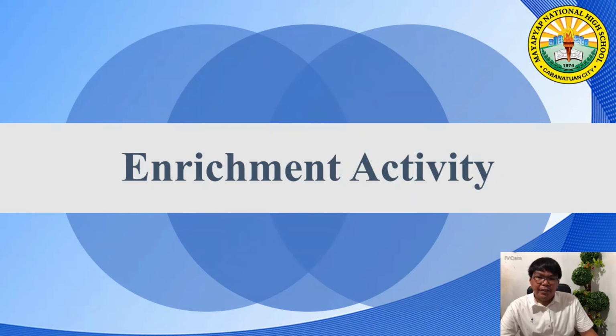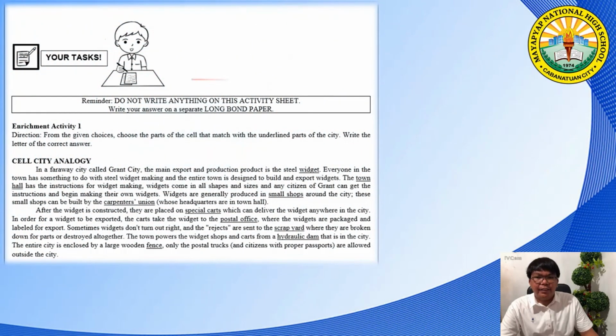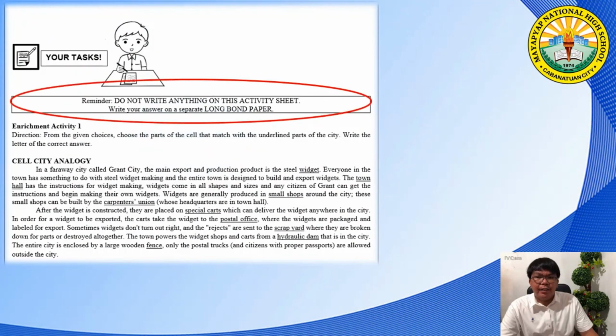At this point, turn your activity sheet to enrichment part. Reminder, do not write anything on this activity sheet. For enrichment activity 1, from the given choices, choose the parts of the cell that match with the underlined parts of the city. Write the letter of the correct answer.